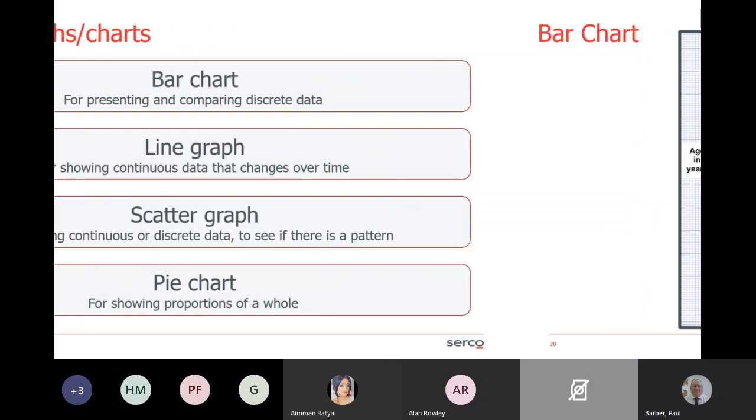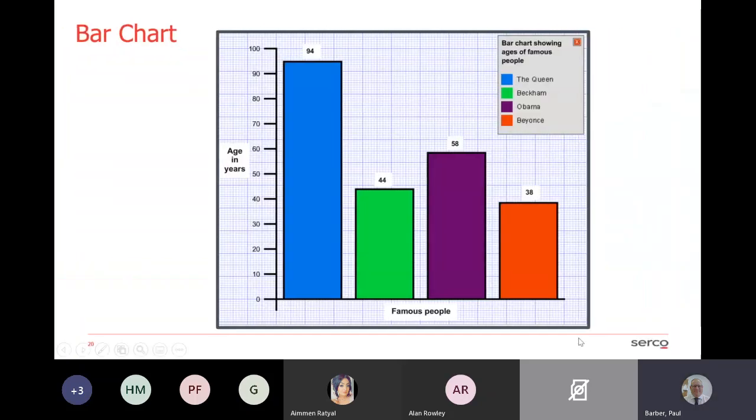So looking at the different types, this is what a bar chart looks like, and you'll see these. I've done this for the age of four of the people from our original list. And you'll see that we've got a key on the top right hand side which says the Queen is blue, Beckham is green, Obama is that purpley colour, and Beyonce is a dark orange.